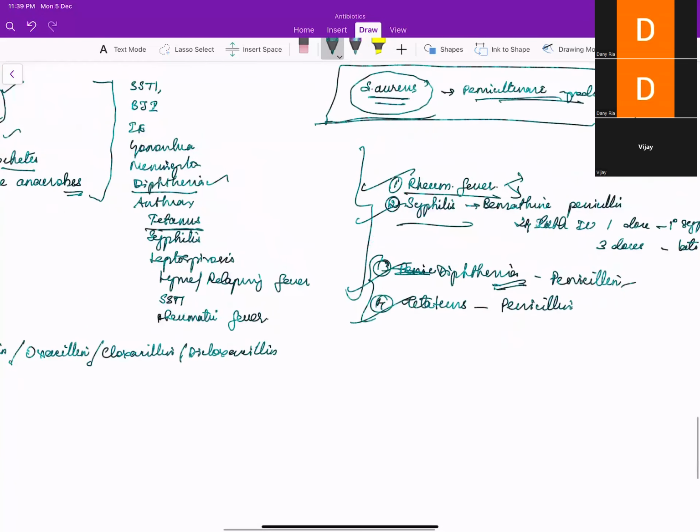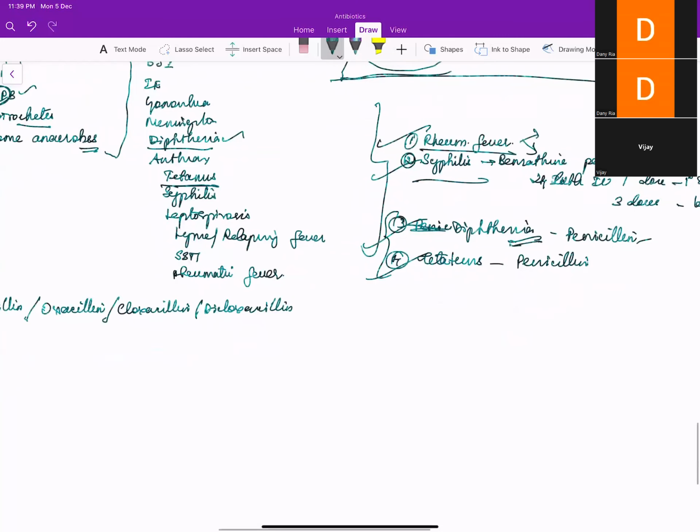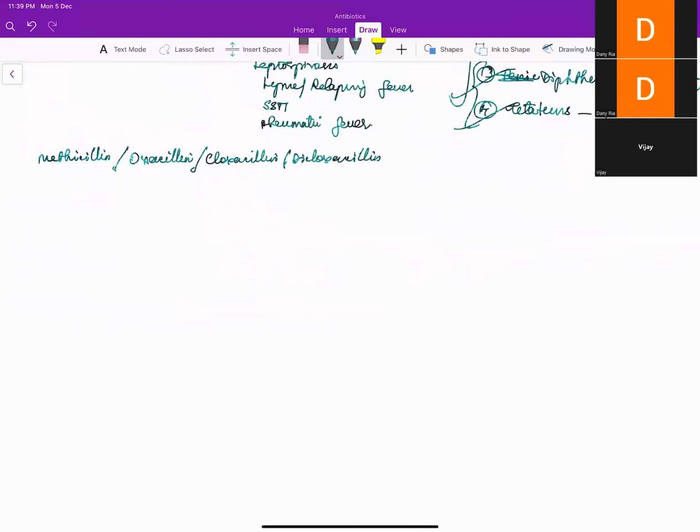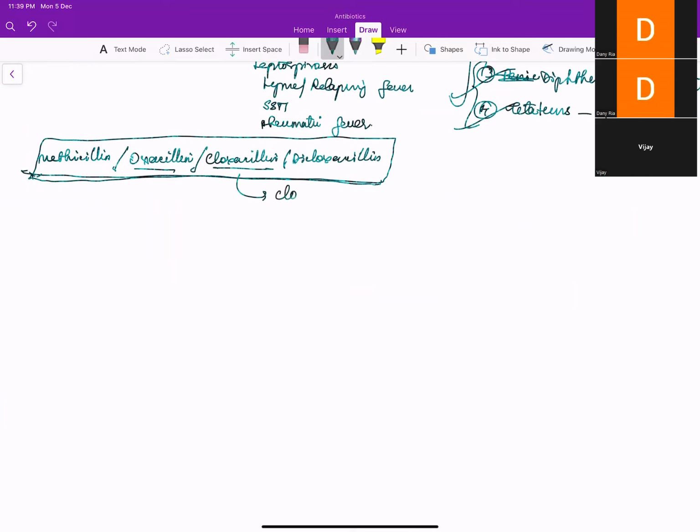Now I told you what syndromes Staph aureus produces: skin and soft tissue infection, and bone and joint infection. So if there is a skin and soft tissue infection or a bone and joint infection, it is preferable to use a penicillinase resistant antibiotic. Methicillin, oxacillin, or cloxacillin will be preferred. That's why in snakebite cellulitis or septic arthritis, we preferably use flucloxacillin, dicloxacillin.